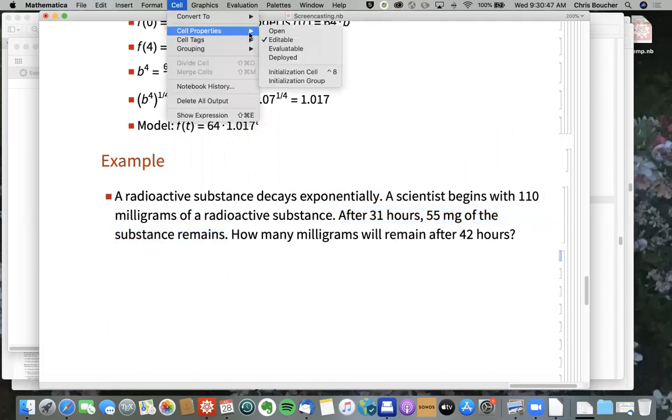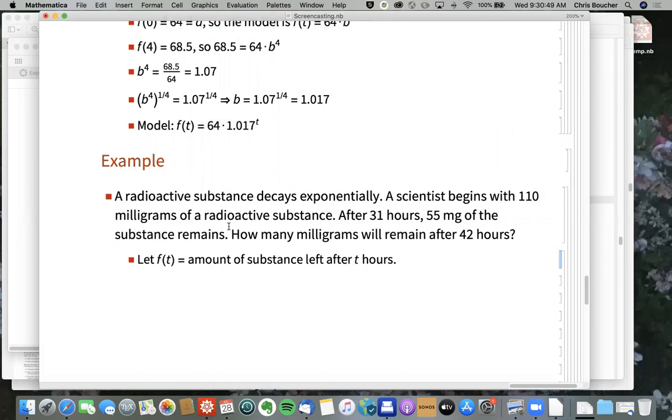All right, so let's first write down our model. And again, I'm going to be precise here about what this means. F of t is the amount of substance, let's even include the units, in milligrams left after t hours. So t hours after whenever the beginning is here.